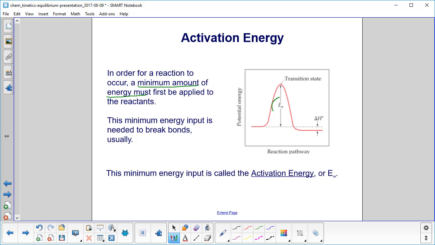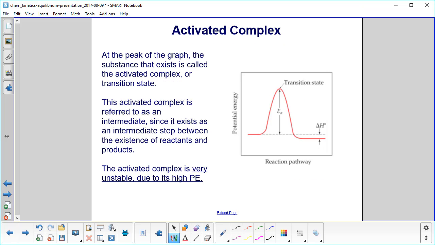So here it is, activation energy. That's your E sub A. This minimum energy input is called the activation energy, or E sub A. At the peak of this graph, the substance that exists after it's had all this energy put into it is called the activated complex, or transition state. That's where you are right there. This activated complex is referred to as an intermediate step since it exists between the existence of reactants and products.